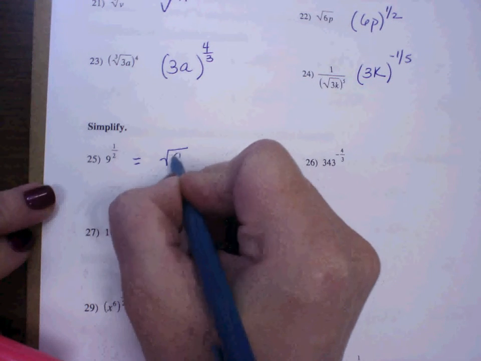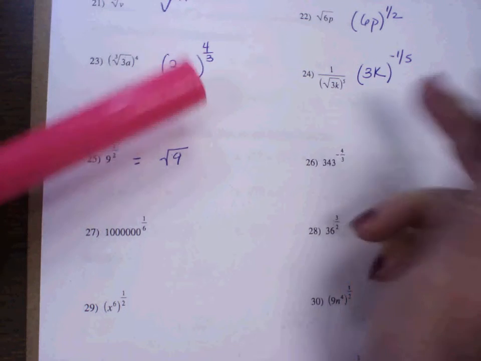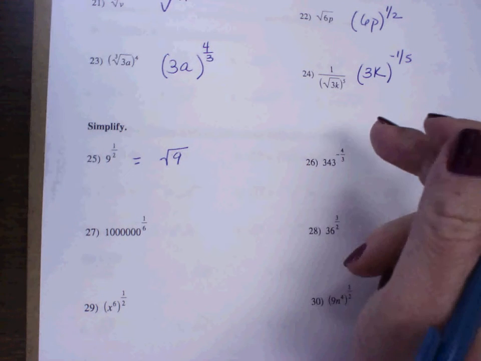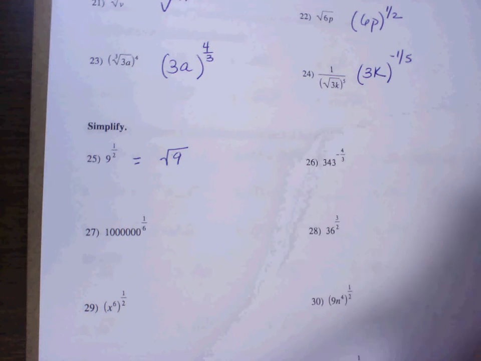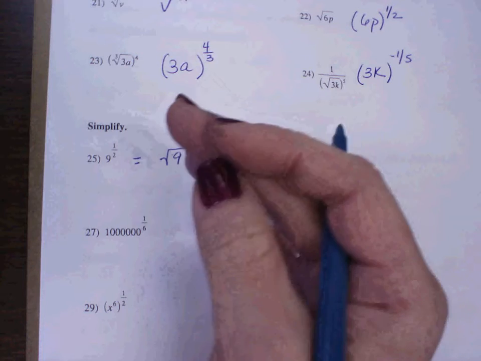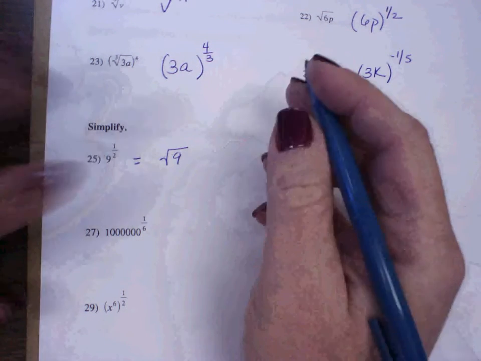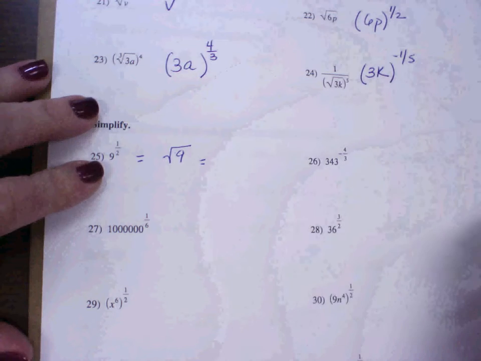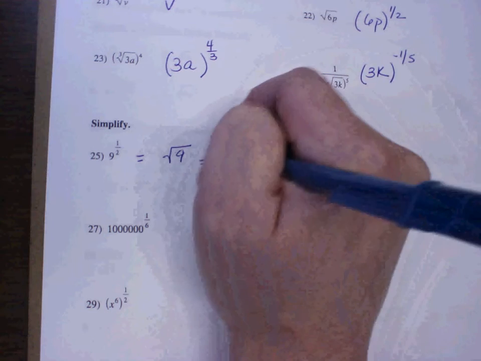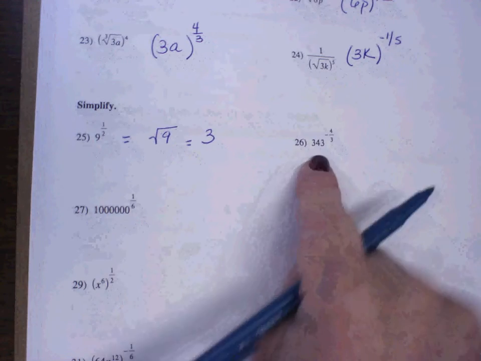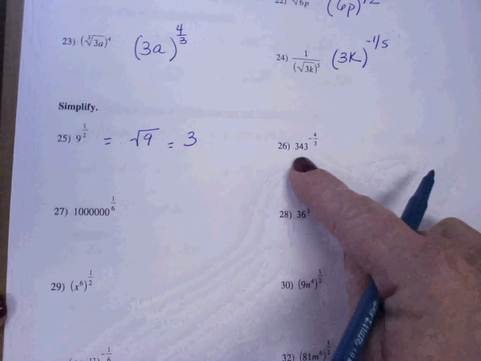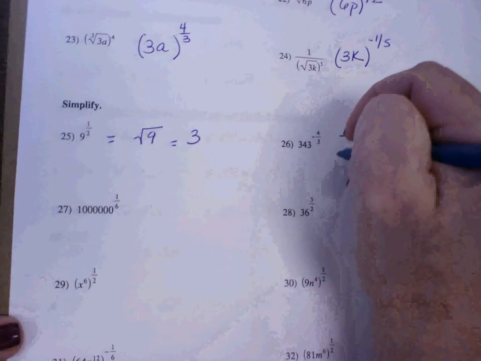So, what would that be? Square root of 9, for crying out loud? We just did it like 5 minutes ago. Come on. My babies. What is the square root of 9? 3.